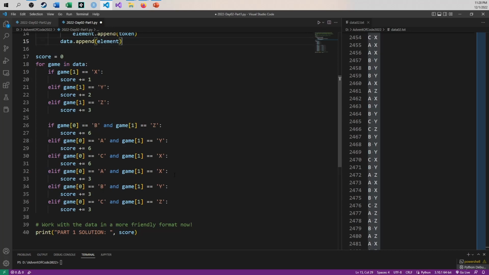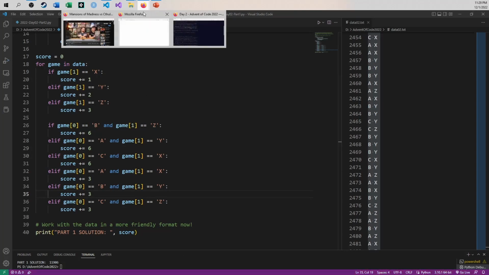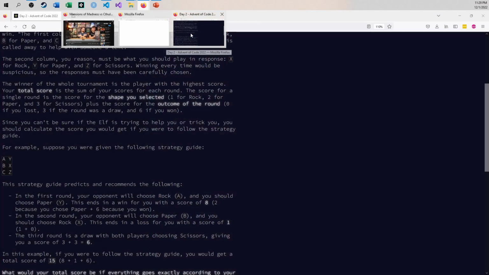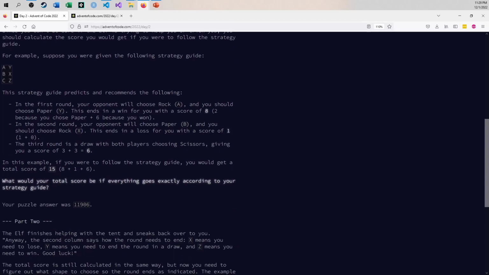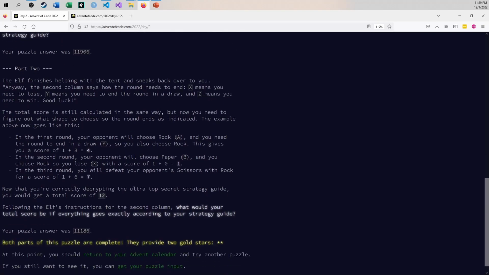So A's and X's match up. That's the same idea. B and Y, C and Z, those are 3 ties. And then the condition is if I have Z, they have a B. I have a Y, they have an A. I have an X, they have a C. Those are winning conditions. And when you tally that all up, you get the result down here, the 11,906 that the problem is showing, guys. That's part 1.